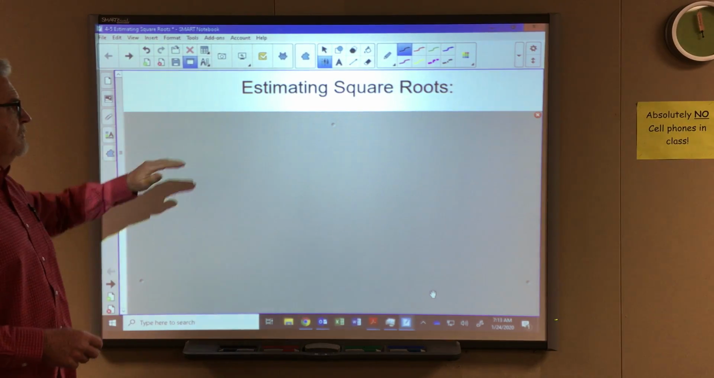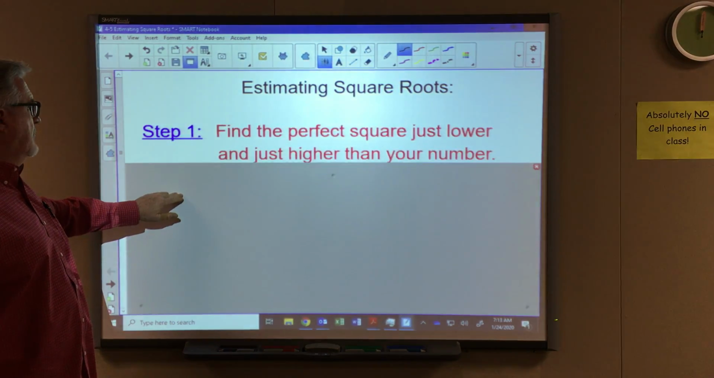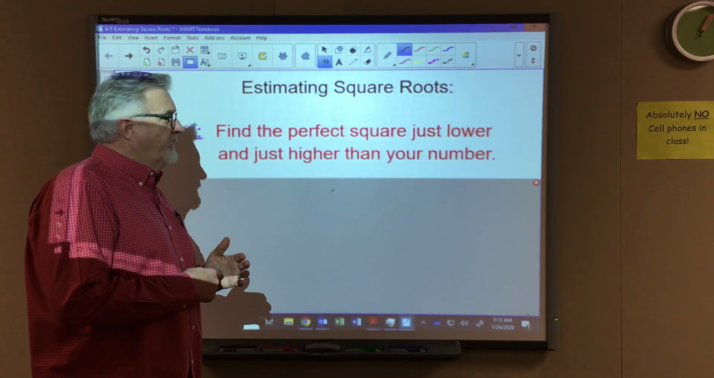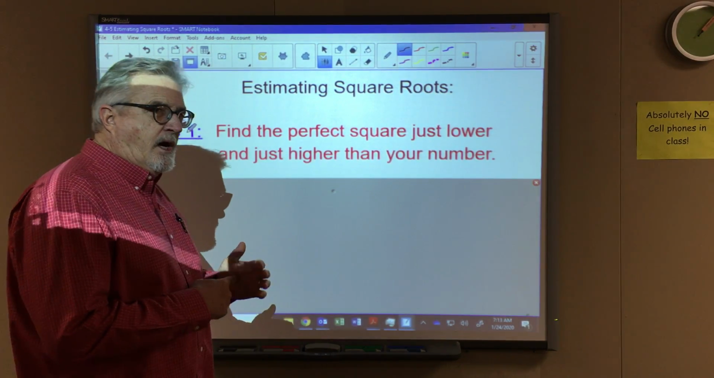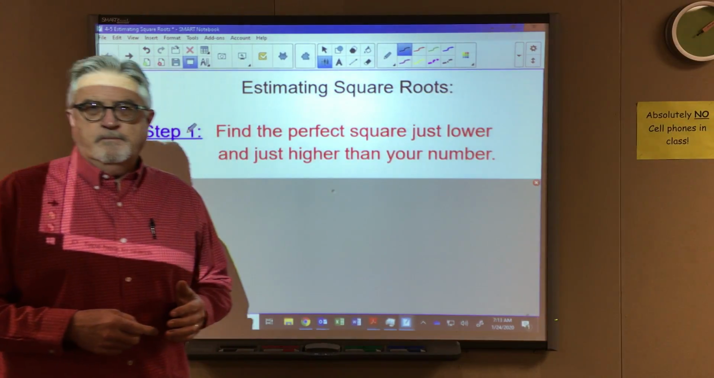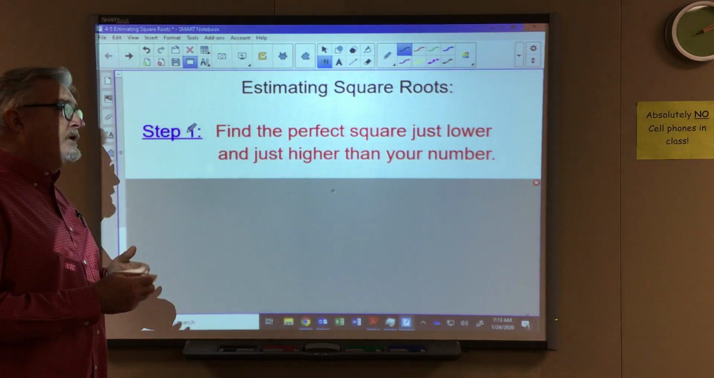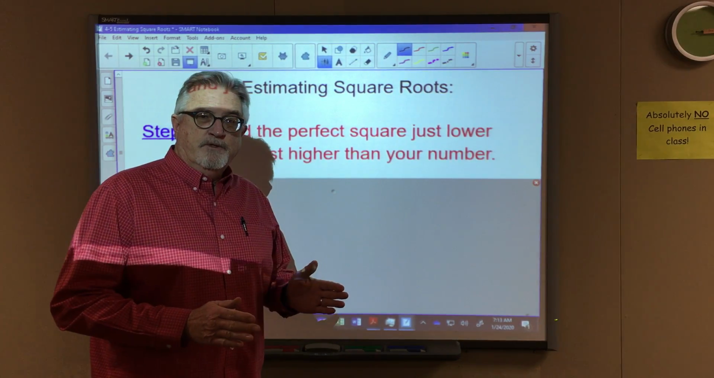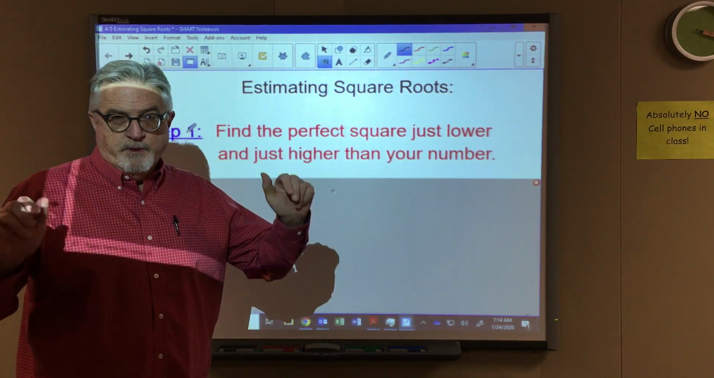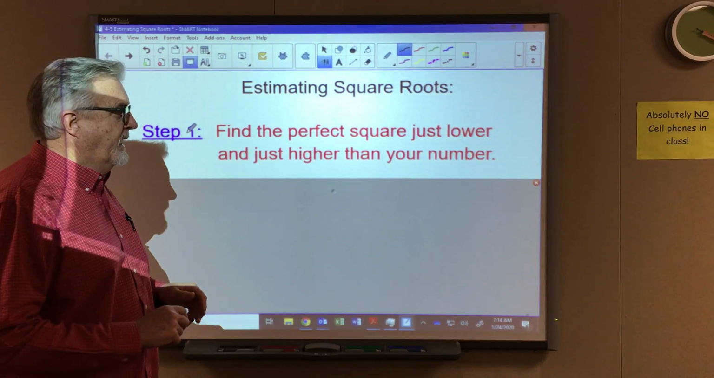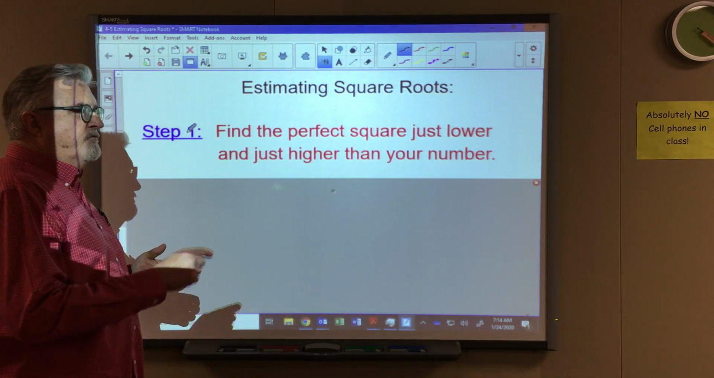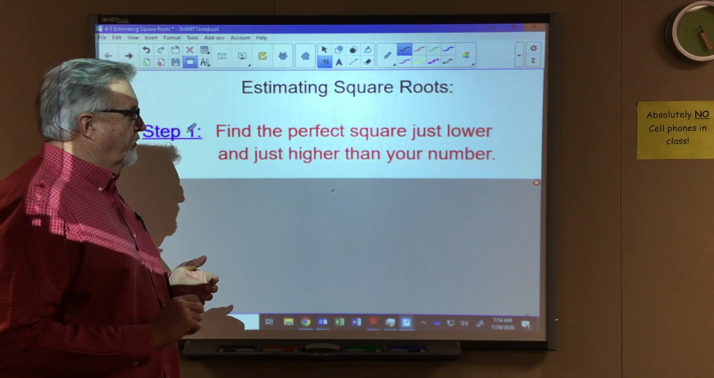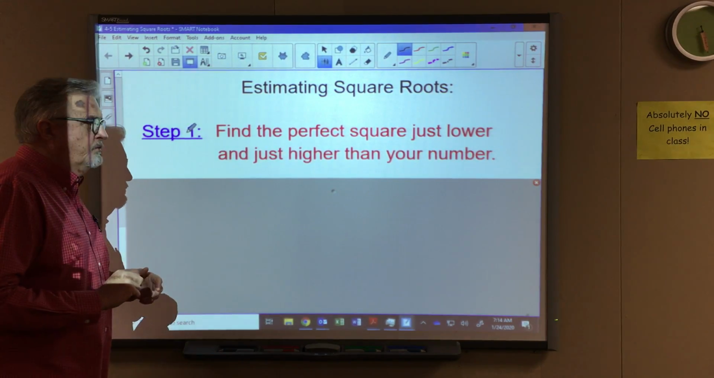So, estimating square roots. Step number one is to find the perfect square that is just lower and just higher than our number. Okay? And we can do that by, remember that table we made the first day of this unit, and we were supposed to tape it into our spirals? Well, we can look at that and find which two perfect squares our number falls in between. Those are the two numbers we want.